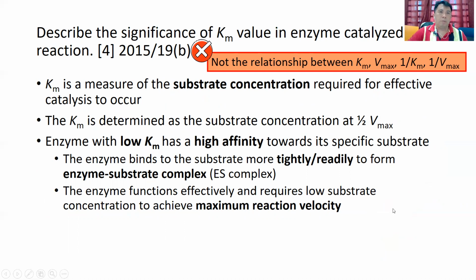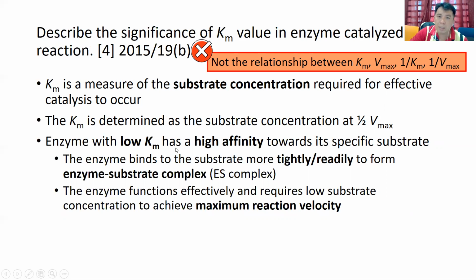Year 2015: describe the significance of Km, the Michaelis-Menten constant, in enzyme-catalyzed reactions. They say describe the significance, not the relationship between the variables. The Michaelis-Menten constant is a measure of the substrate concentration required for effective catalysis to occur. The Km is determined as the substrate concentration at half Vmax.